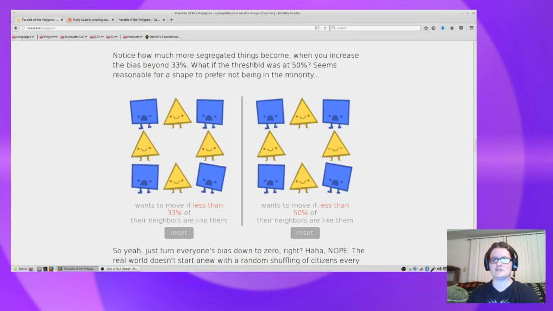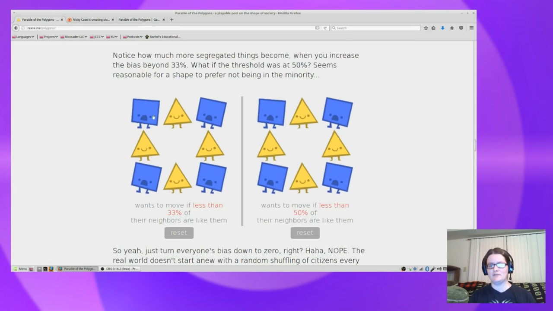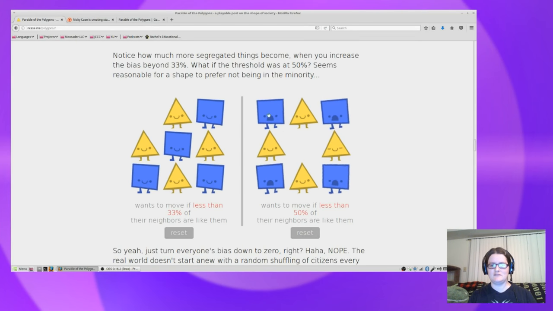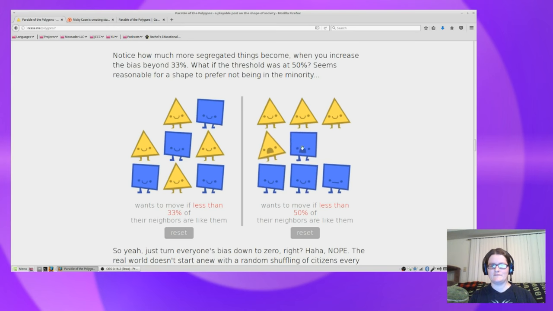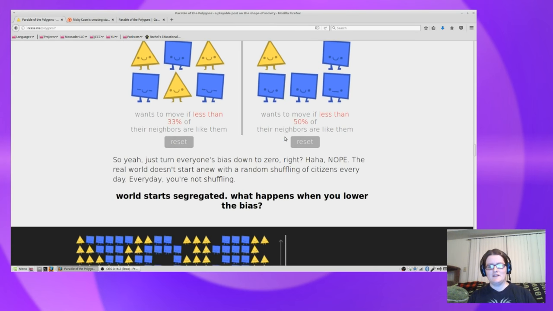What if the threshold was at 50%? Seems reasonable for a shape to prefer not being in the minority. So, oh no! Now it's a lot harder to get them all to be happy. Then, now they're like that. Wants to move if less than 33, wants to move if less than 50%.